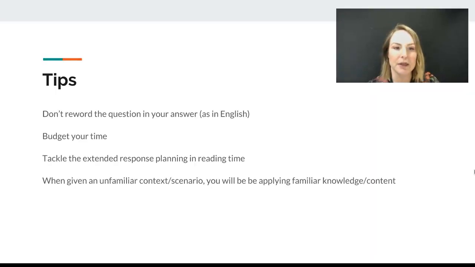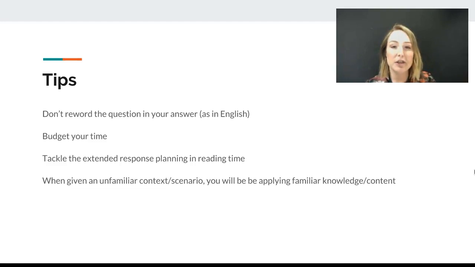Okay, some final tips for you. Number one, this is not English. We do not expect you to reword the question in your answer. So in English, you might be asked, what's the purpose of this text? And your answer would start with, the purpose of this text is to. Don't do that in psychology. Okay, you are given very limited time, make the most of it, and do not reword the question. You can start it with because, that is fine.